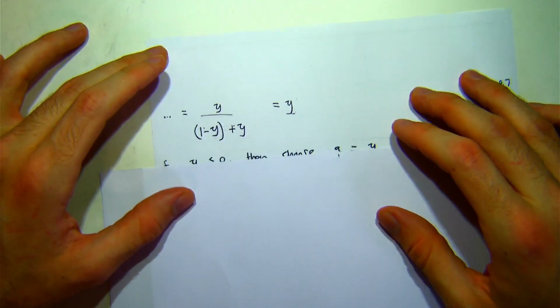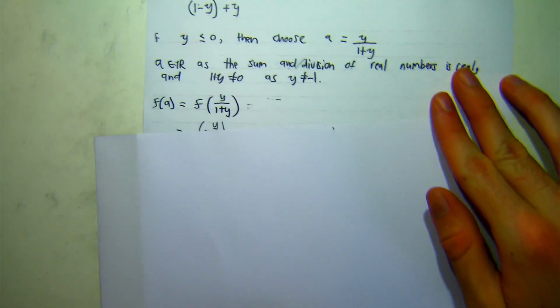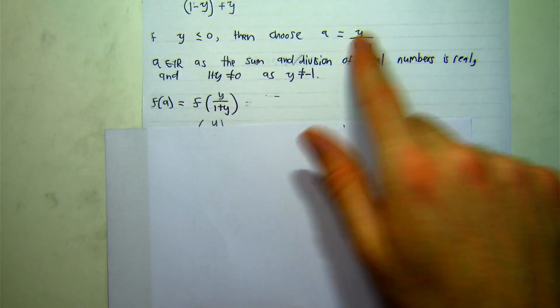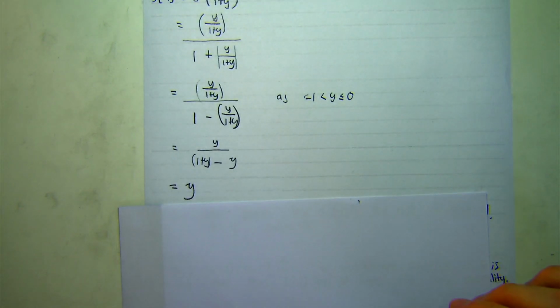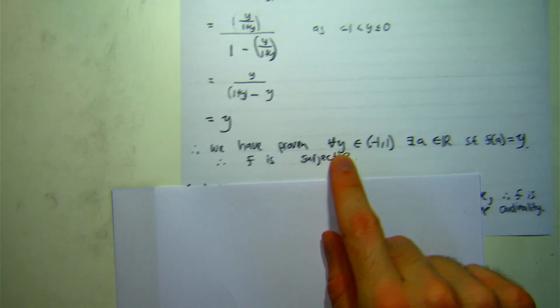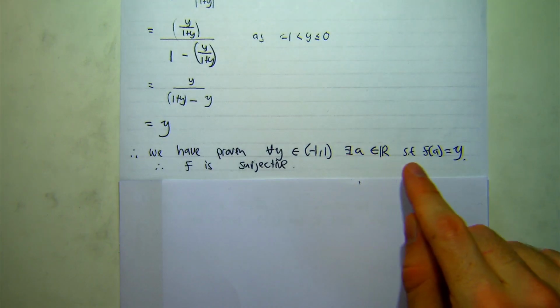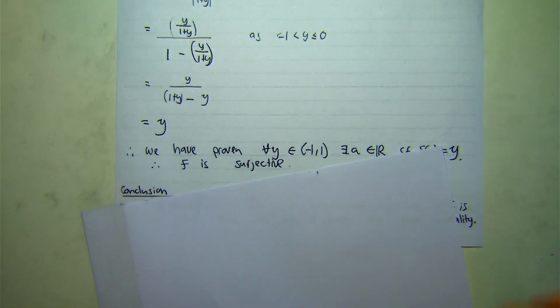this. So we've shown that y is being hit, and then we can do the exact same thing for if y is less than or equal to 0, we use this rule, and with the same logic we get down to this. Therefore, we've proven that for every value of y in the codomain, there exists an element of the real numbers where f of a is equal to y. Therefore, f is surjective.